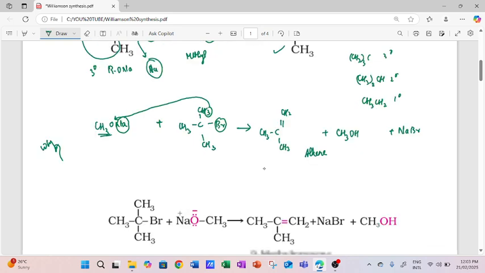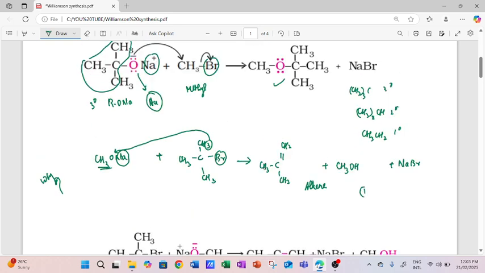But there are two roles for sodium alkoxide. Number one, of course, it's a nucleophile. This oxygen atom of sodium alkoxide is donating electrons to the alkyl group of the alkyl halide. Of course, it's a nucleophile. The second reason is it is acting as a base.